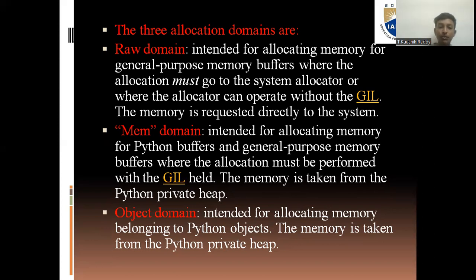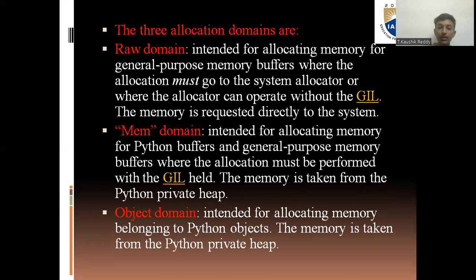The next one is the memory domain, intended for allocating memory for Python buffers and general purpose memory buffers, where the allocation must be performed with the GIL held. The memory is taken from the Python private heap. Basically, in the memory domain we use a GIL-held memory allocation, and the memory is taken from the Python private heap.